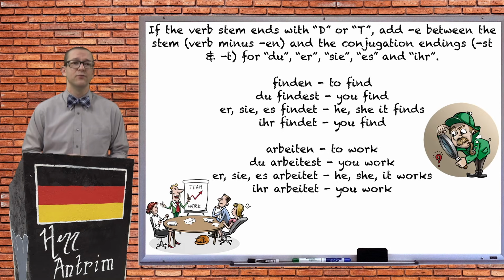If the last letter of the verb stem is D or T, you need to add E between the stem, the part of the verb before the EN, and the conjugation ending for du, er/sie/es, and ihr, because otherwise the word would be practically impossible to pronounce. The additional E makes the word easier to pronounce. Here are some examples of this.